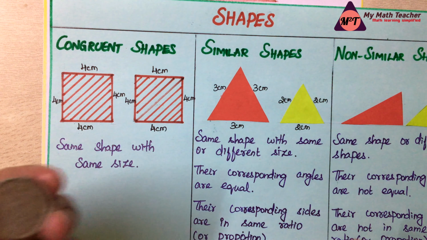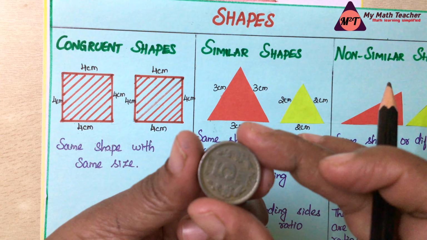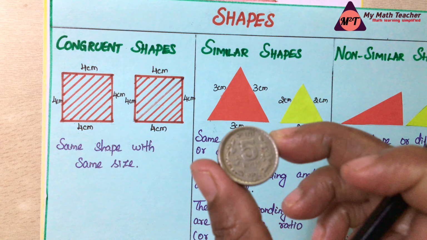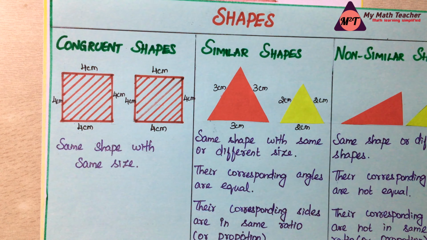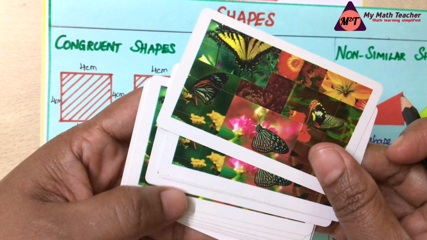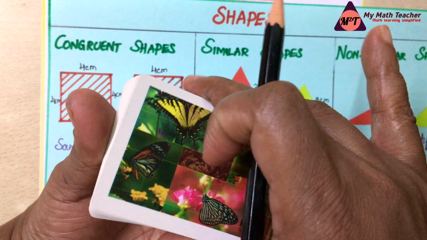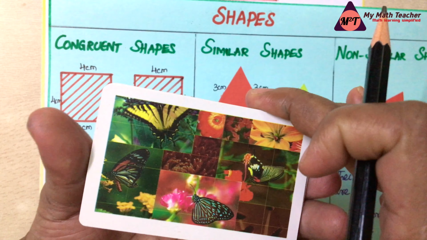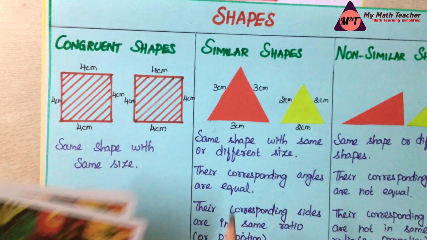For example, you can see I am having two different 5 rupee coins. When I place one above the other, it perfectly matches with the other. Then these are the perfect example for congruent shape. One more example which I can give is playing cards. There are so many cards, but when I stack one above the other, it will look like just one simple card. So these are the examples for congruent shapes.